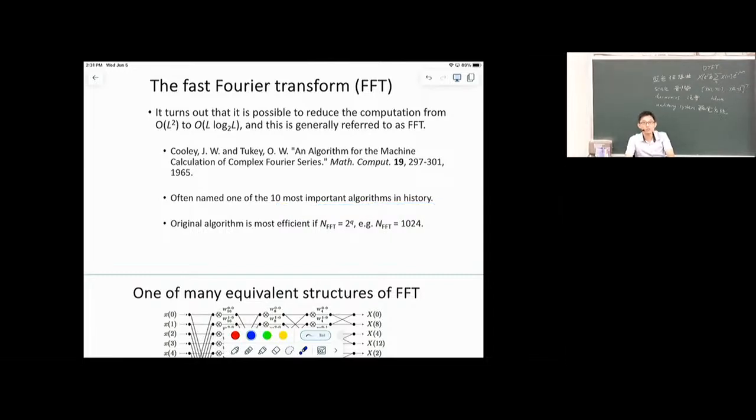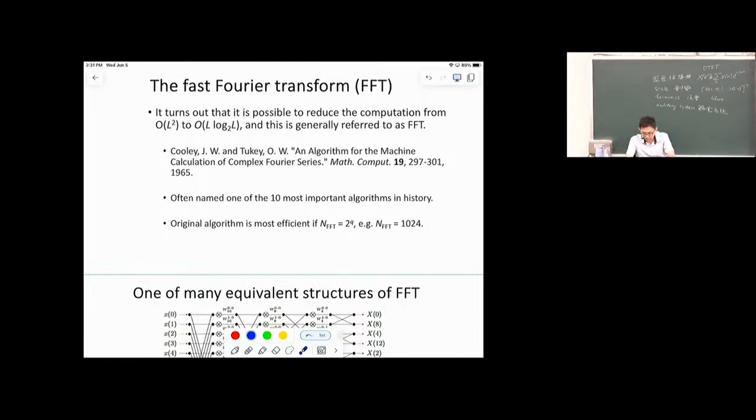We mean in history. What are other candidates? I remember quicksort might be, merge sort or quicksort is also in the top 10. But FFT is definitely top 10. Top 10 discovery in computation for the 20th century.